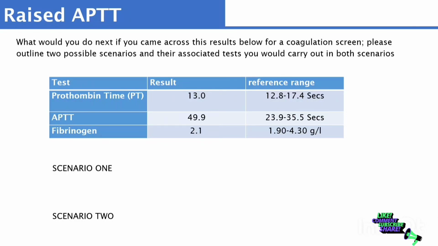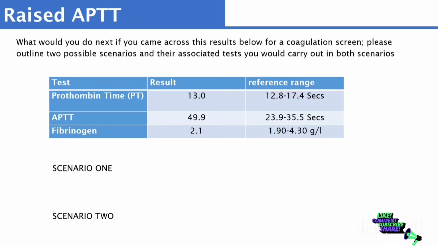Now, let us begin to answer the last question. The last question says, and their associated tests you would carry out in both scenarios. The first scenario is that the patient is on anticoagulant, which explains the result. The second scenario is that the patient is not on anticoagulant, and therefore we are suspecting factor deficiency or inhibitor. Let's stick with the first one first. The patient is on anticoagulant, maybe heparin. So what associated tests are you likely to do?